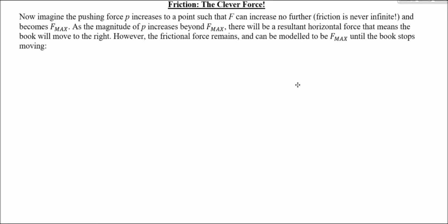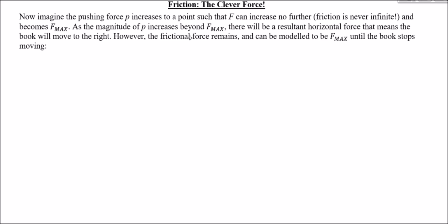But what if P grows and grows up to a certain point where the friction can no longer stop it? So imagine that the pushing force P increases to a point such that F can increase no further. Remember, friction never has an infinite limit. It's always going to have a limiting value. So when the friction becomes its maximum value, we can call this F max, which just means maximum friction. As the magnitude of P increases beyond the maximum value of the friction, there will then be a resultant horizontal force that means the book will then move to the right-hand side.